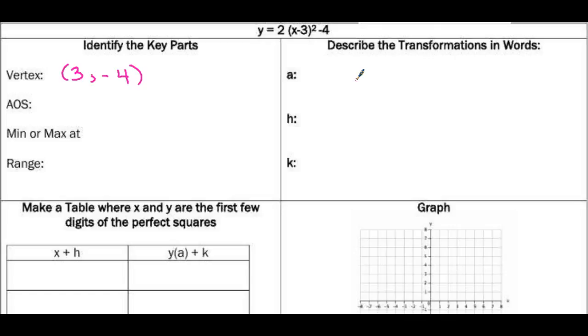Okay, take a minute and fill in AOS, circle min or max, and determine your range. So take a minute on your own and fill in the rest of the handout.